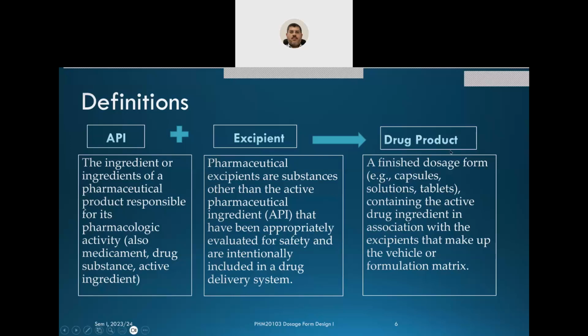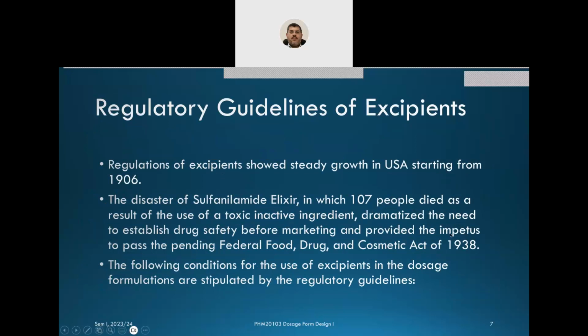Once we prepare the drug product, then we have the pharmaceutical drug product. This is the finished dosage form. Capsule, for example, solutions, tablets, suppositories, solutions for injections, powder for injections, and so on. Creams, ointments, etc. It is a finished dosage form that contains active drug ingredient in association with excipients that make up the vehicle or formulation matrix. Okay. So formulation matrix is altogether drug and the excipients.